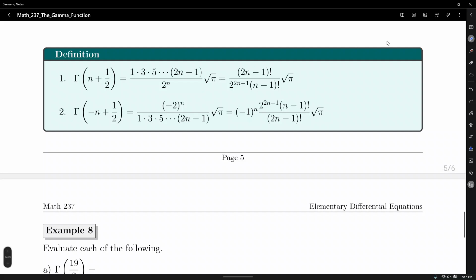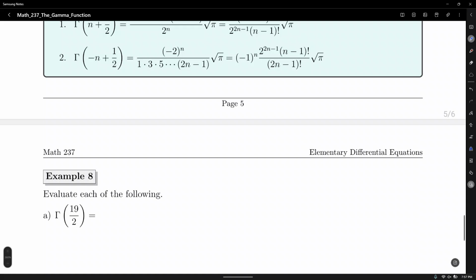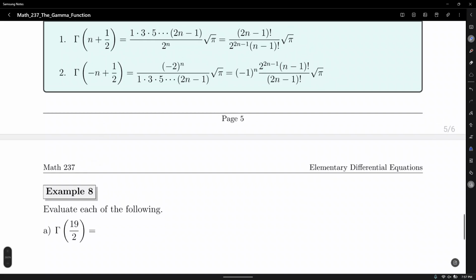In the meantime, let's apply this to finding gamma of 19 halves. Well, that's kind of a big number. So the number one thing you want to do is rewrite gamma of 19 halves, which is 18 plus 1 divided by 2, as gamma of 9 plus 1 half. So here n equals 9, and 2n minus 1 equals 2 times 9 minus 1, which equals 17.